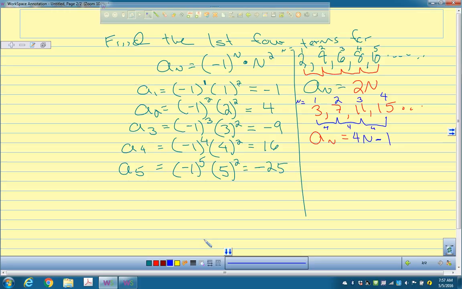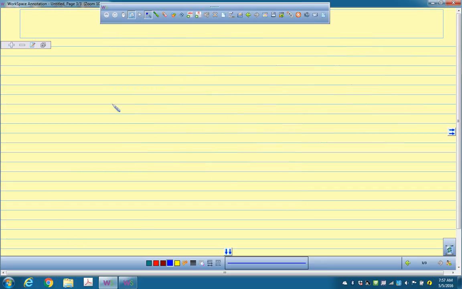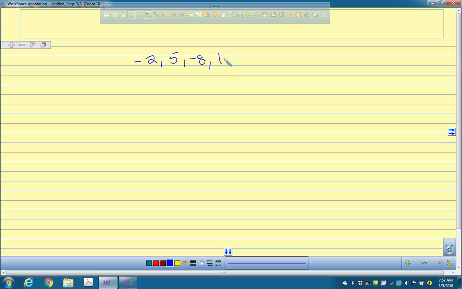Good, Ian. Here's a tricky one, really kind of tricky, but let's try another one. See if you guys could figure out this one. Negative 2, 5, negative 8, 11, negative 14, okay? A sub n is equal to something. At this point, I'm not giving you a surefire method to do every single one. It's just kind of like practice and see if you can figure it out.